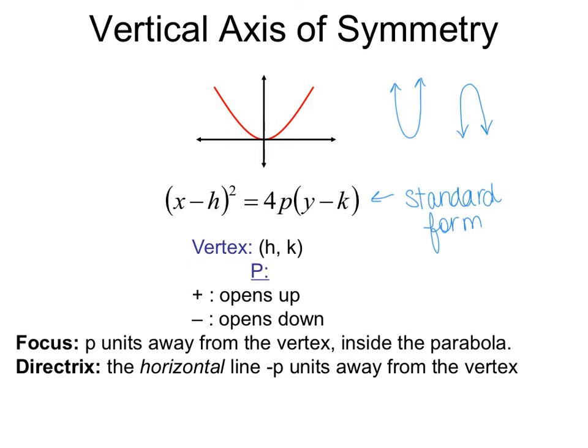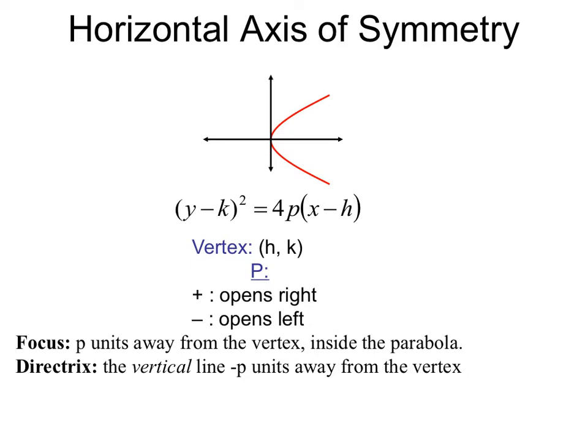Now remember, this is a vertical axis of symmetry, and we know that because our x term right here, that's the one that's being squared. If our y term was being squared, then we would have a horizontal axis of symmetry. So that's what's going to be on the next slide. So here we are with our horizontal axis of symmetry. Very similarly, this is called standard form. And you can see that in this standard form, now our y is being squared. So when the y is being squared, it's a horizontal axis of symmetry.